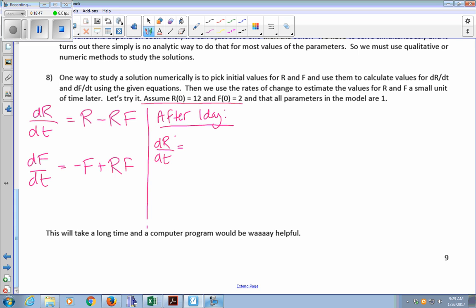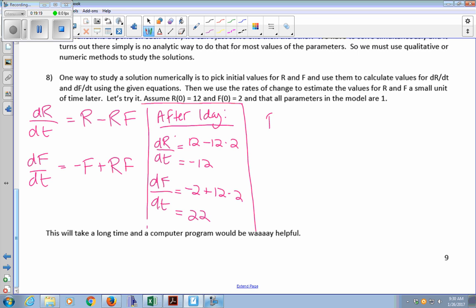So I'm putting in 12 for R and 2 for F. This is going to be negative 2 plus 12 times 2. So that's negative 12, and this is 22. So this is the change in the number of rabbits and the number of foxes.